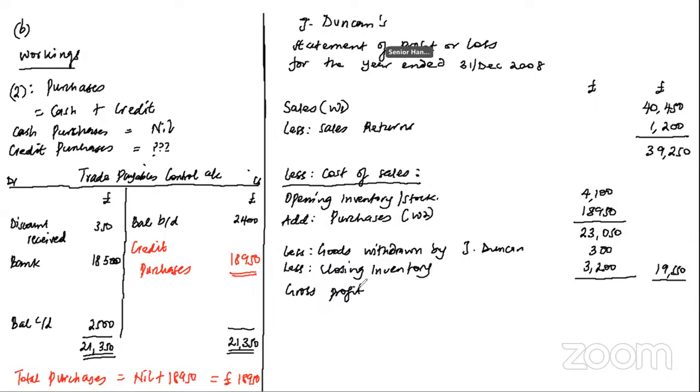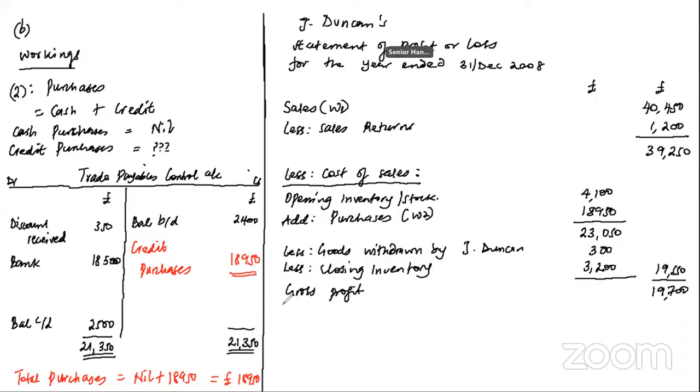And our gross profit for Duncan in this case is how much? 9,250 minus the cost of sales figure. You come up with 19,700 as your gross profit.